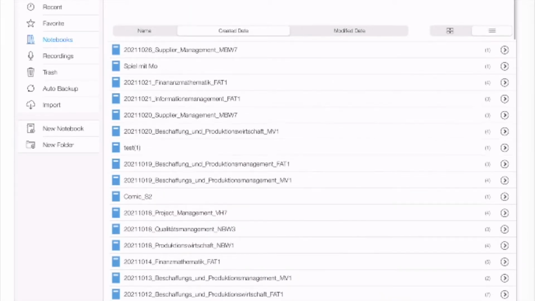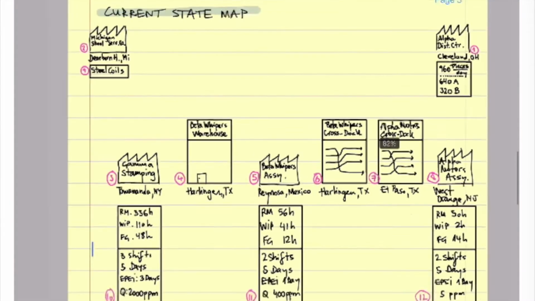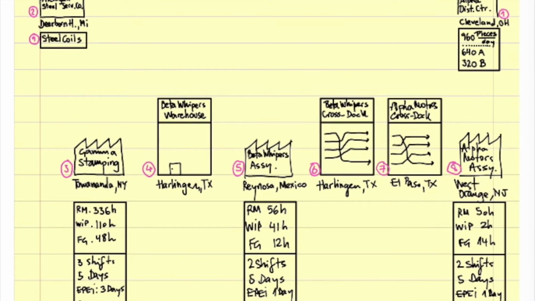Now, when we created our value stream last week, I guess, where is it? Here on the 20th. Okay, so we were here on the current state map. Can you see it?